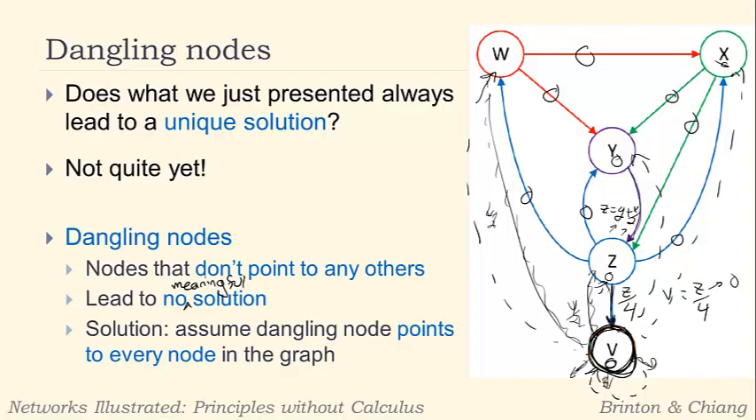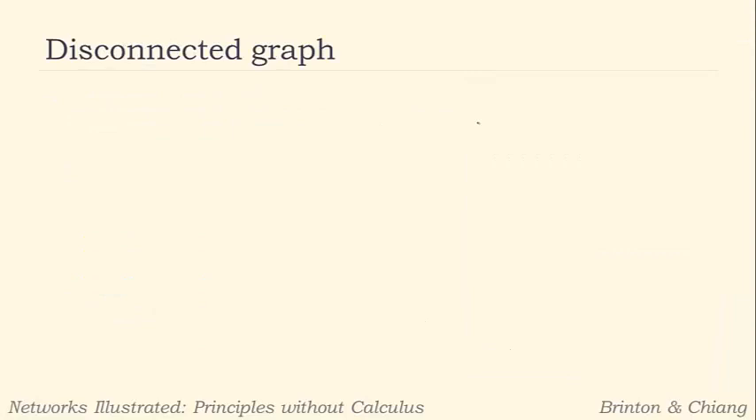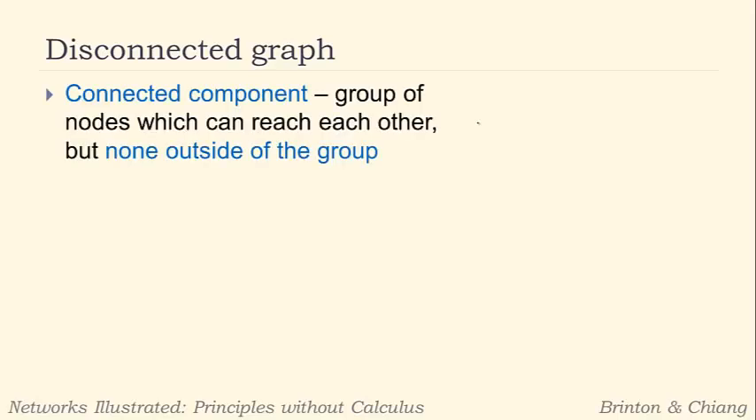And by doing that, then we don't have this problem anymore because, as our random surfer idea, once we get to V, then we can actually get out of V again and continue with that random surfing process. So now we fixed the dangling node problem, but there's a second issue, the idea of a disconnected graph.